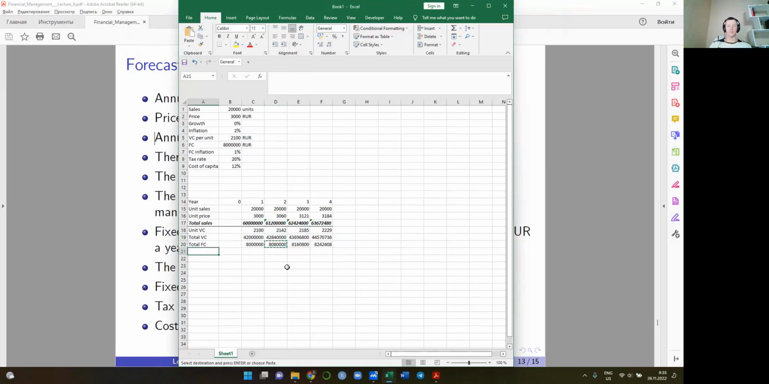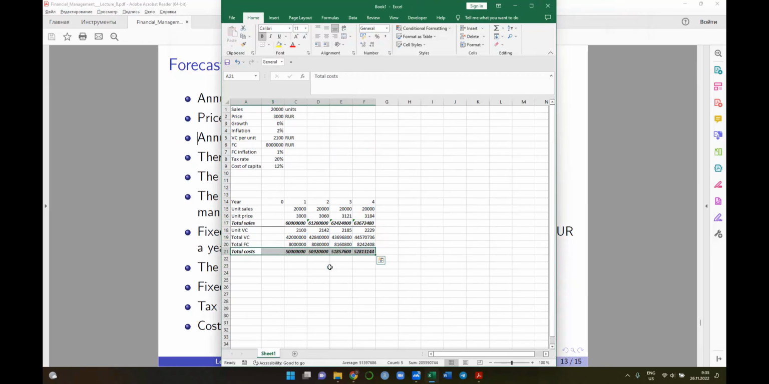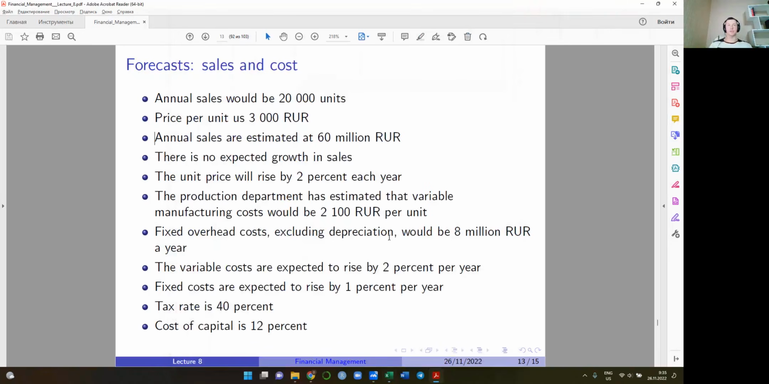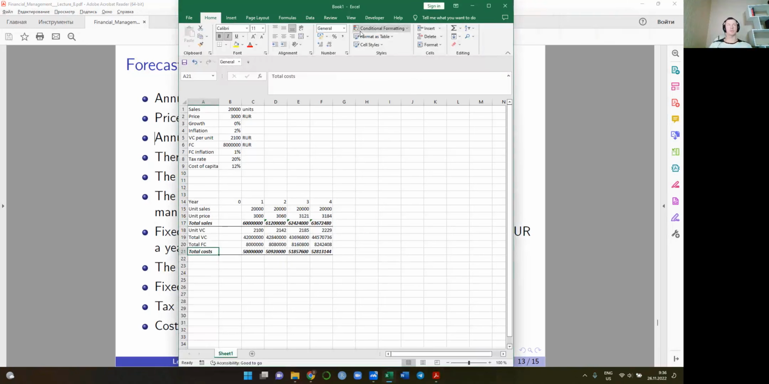Then we can compute total cost, which is the sum of total variable cost and total fixed cost. Sorry, these exclude depreciation, so it's not total operating cost. If we subtract total cost from total sales, we get something called EBITDA: earnings before interest, taxes, depreciation, and amortization. Total sales minus this.